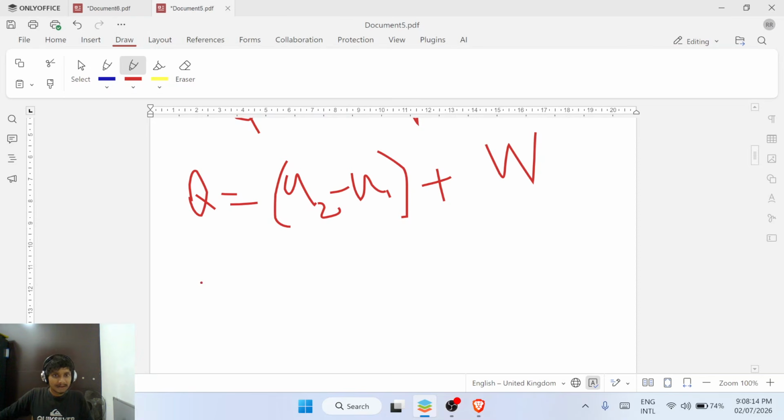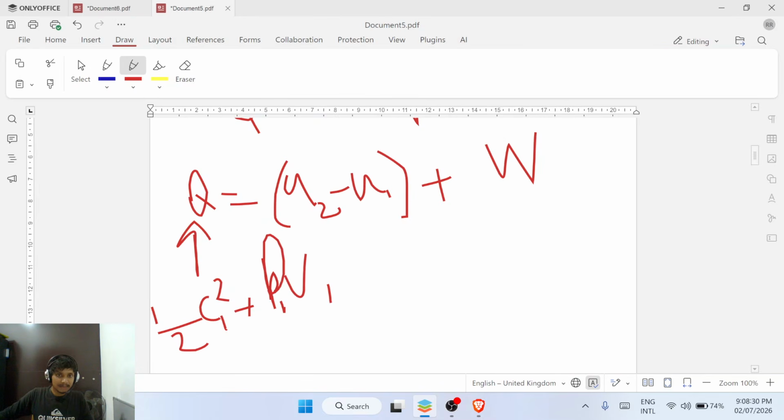For the left side, we have to add half C1 square. This is the kinetic energy. Then we have to add P1 V1. Sorry, this is capital P and this is small v. Okay, P1 V1. We have to add it for the left side, and we have to add it for the right side.